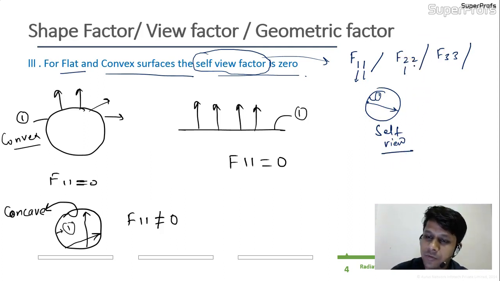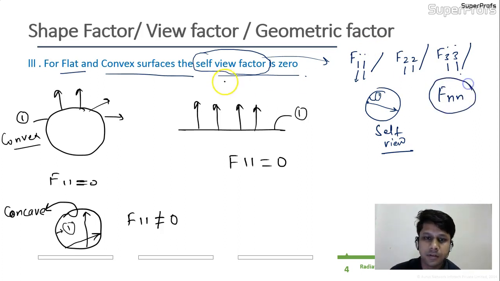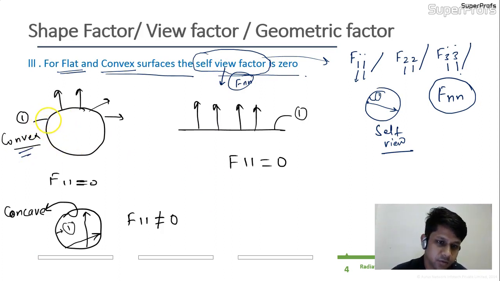Similarly, radiated by 2, falling on 2, radiated by 3, falling on 3. This is the self-view factor, or in general terms, it can be written as FNN. So what is being said is that for flat and convex surfaces, the self-view factor is 0. Let us consider first a convex surface: the outer surface of a sphere. The outer surface is surface number 1, and it is a convex surface.